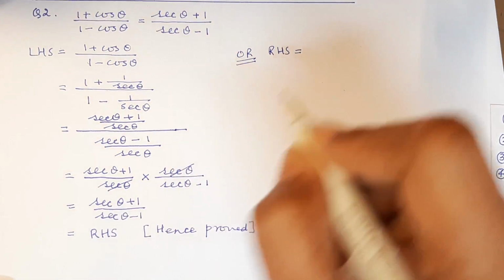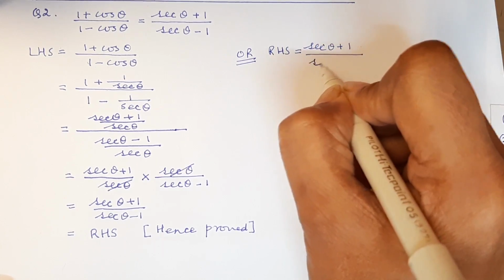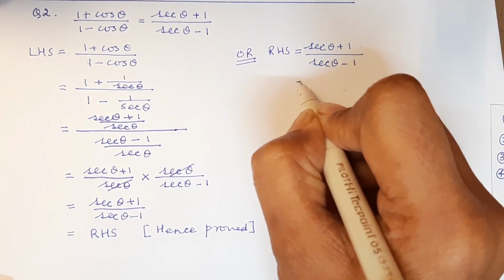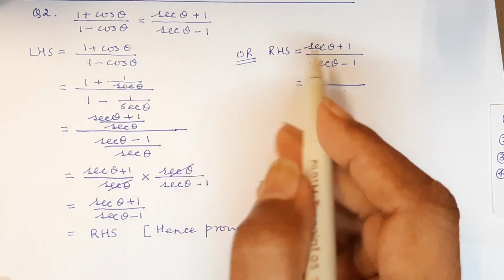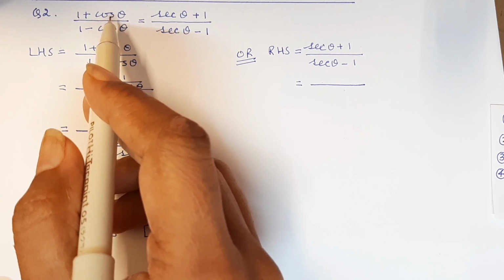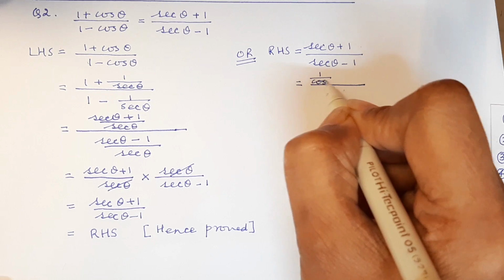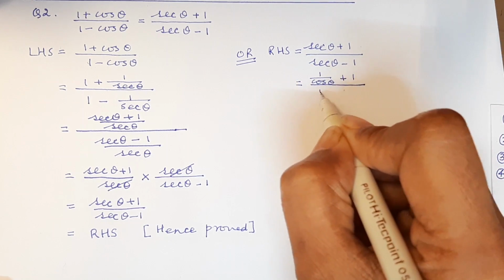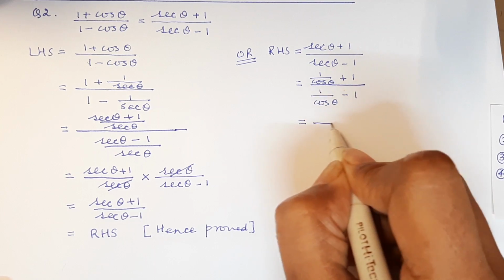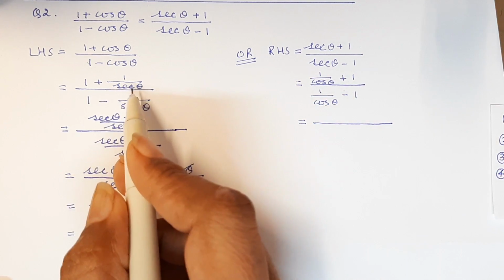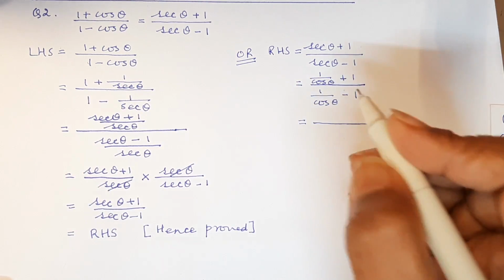So if I take RHS, I will write first sec theta plus 1 upon sec theta minus 1, which means if I have to simplify this, I should look for cos. So sec is 1 upon cos. So in place of sec, I will write 1 upon cos theta plus 1. And here I'll write 1 upon cos theta minus 1. Then we'll do exactly the same thing as we did here, except that here it was 1 upon sec theta, and here we've got it as 1 upon cos theta.